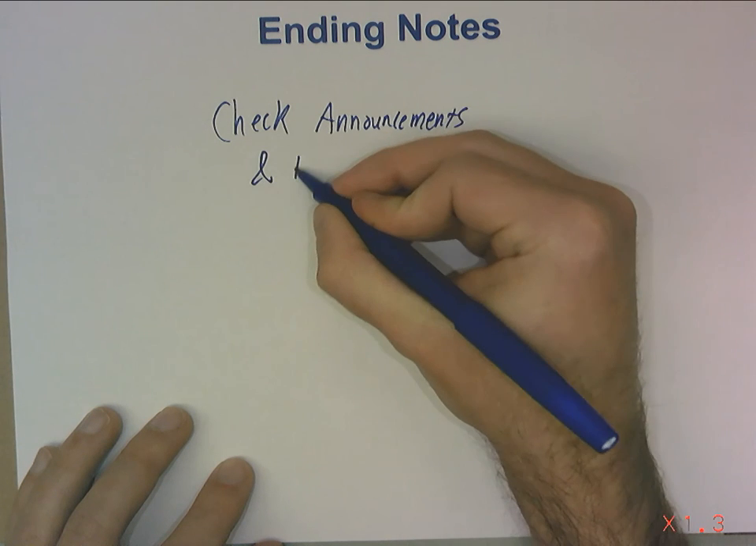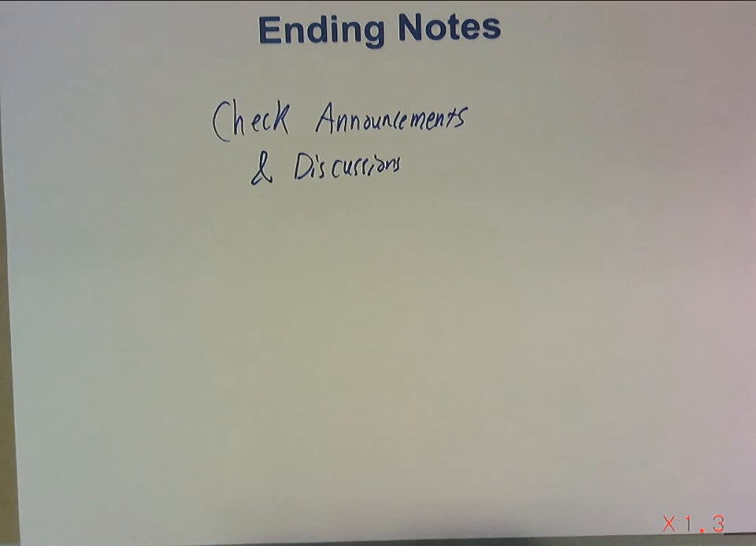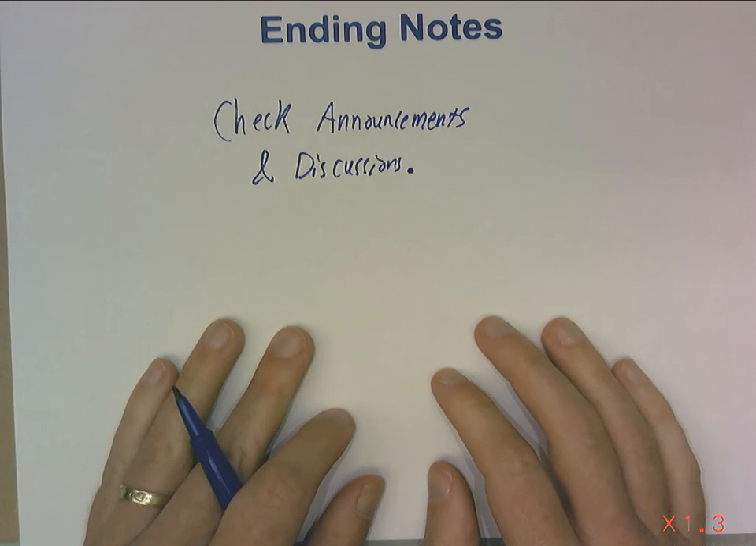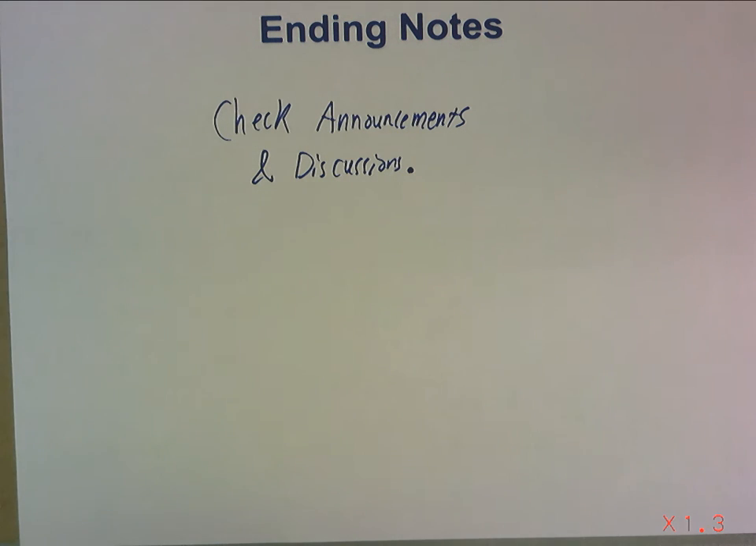Announcements and discussions. You should have information up. I sent an email out about quizzes and exams. We'll have a quiz Tuesday the 14th is the plan. Or no, excuse me, Tuesday the 7th. An exam Tuesday the 14th. Another quiz Tuesday the 21st.